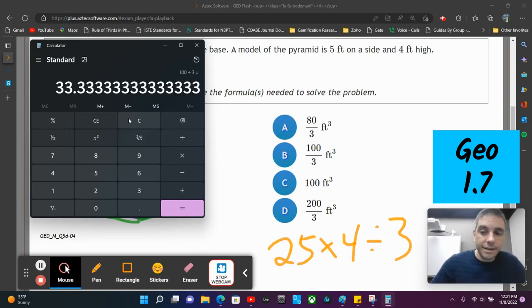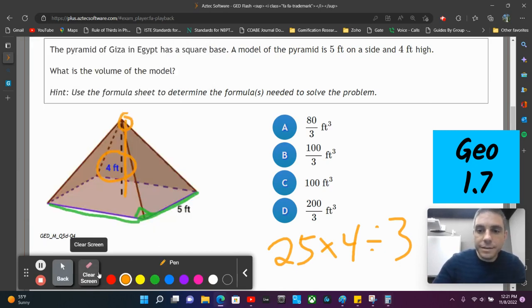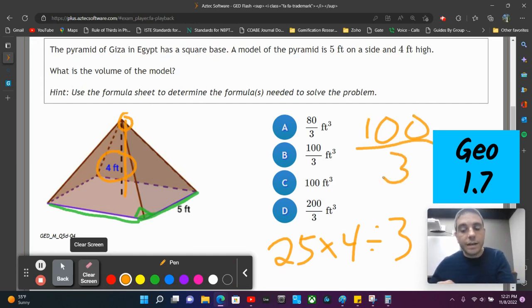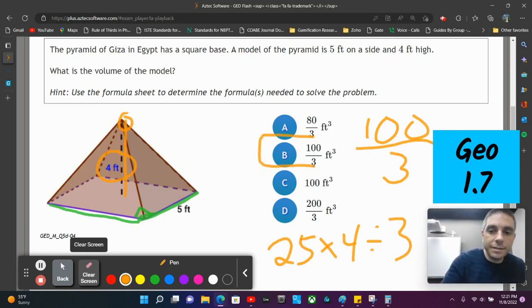So let's step back and try this again. Maybe we have to stop somewhere before we actually do the final division. Let's do 25 times 4 again, and we get 100. Now instead of dividing by 3, let's just write it as a fraction, 100. Instead of actually doing the division, let's just leave it as a fraction where 3 is on the bottom, because that really means just 100 divided by 3. And now we can see clearly that our answer choice is B.